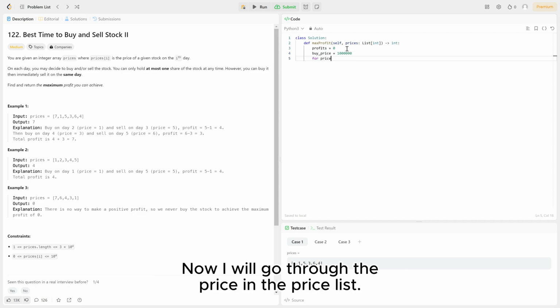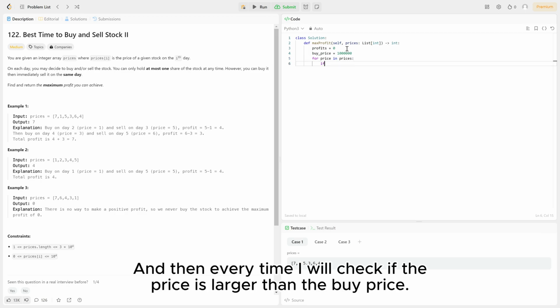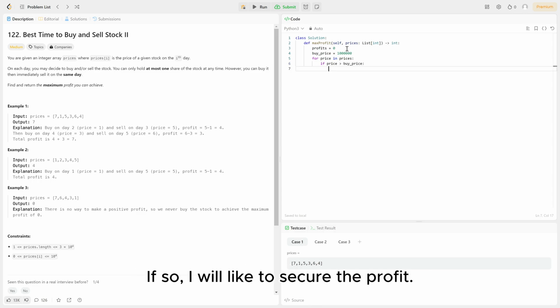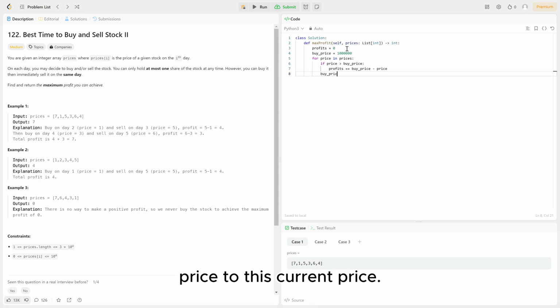Now I will go through the price in the price list, and every time I will check if the price is larger than the buy price. So I will secure the profit. And no matter what, I will always reset the buy price to this current price. Now return the profits at the end.